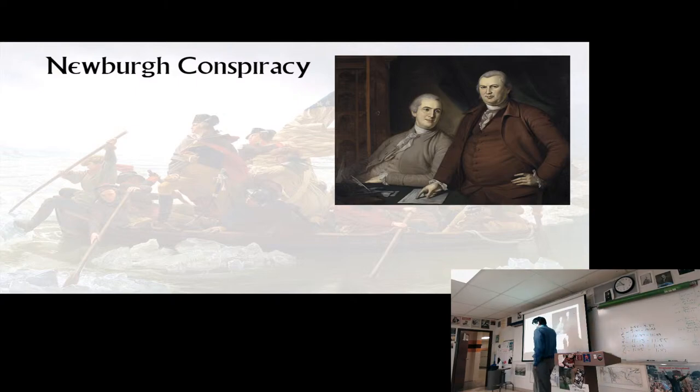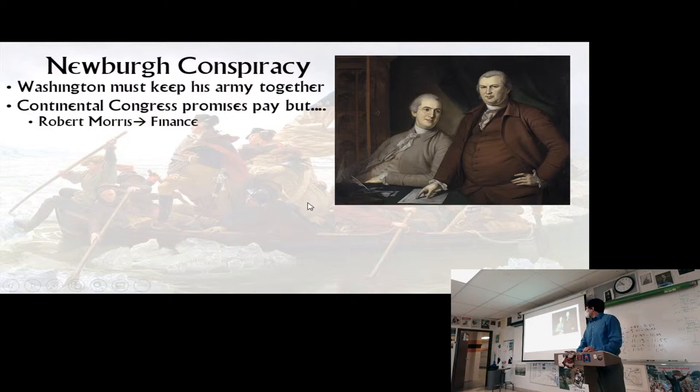Newburgh, Connecticut. At the end of 1782, the Continental Congress has no money. Soldiers haven't been paid. Officers haven't been paid. They're being offered bonds, which are where governments borrow money, or land, but they don't think they might ever get any money from it. They're furious. What was this all for? But I mentioned Washington must keep his army together. The Continental Congress has been promising time after time, you're going to get paid. You're going to get paid.